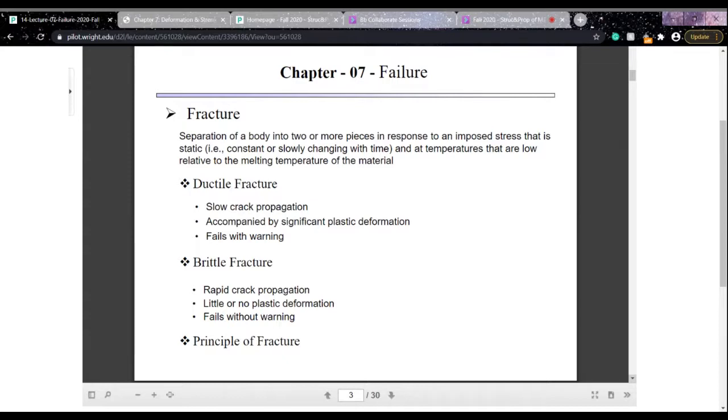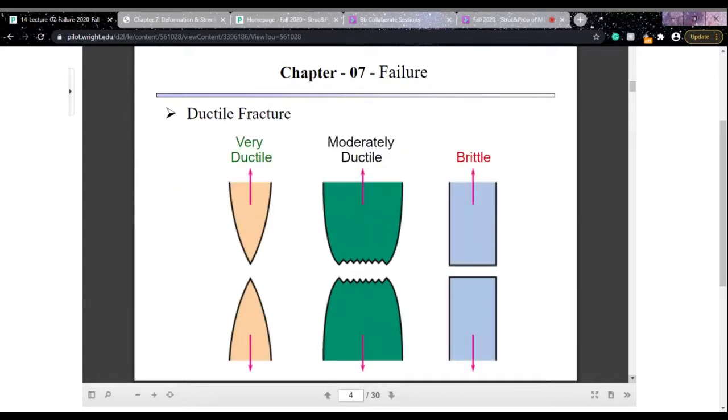So in ductile materials, where there is ductile fracture, there is necking in the material. So there is a formation of a cup and cone in the tensile test. Whereas in brittle fracture, the surface is flat and perpendicular to the direction of the load applied.